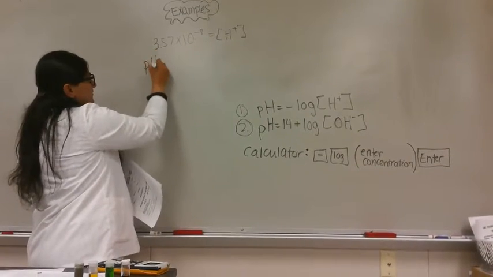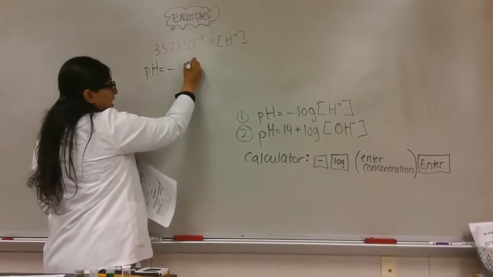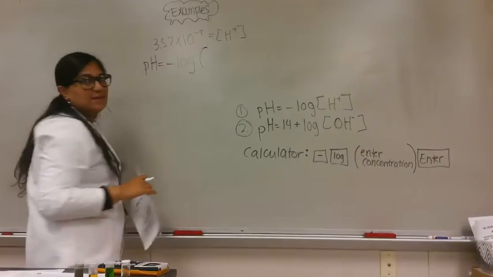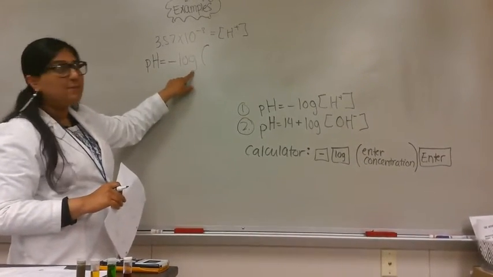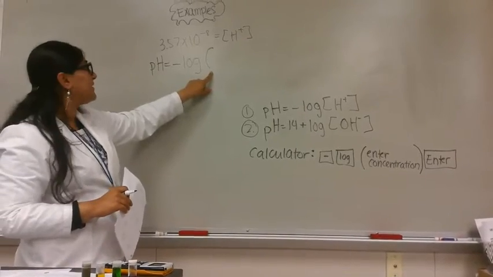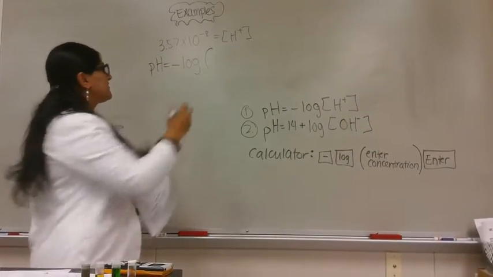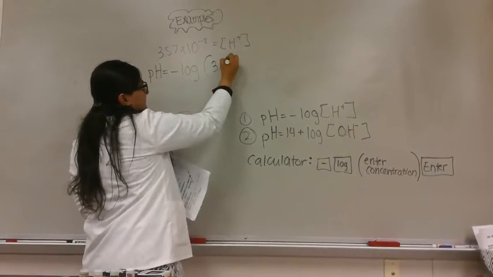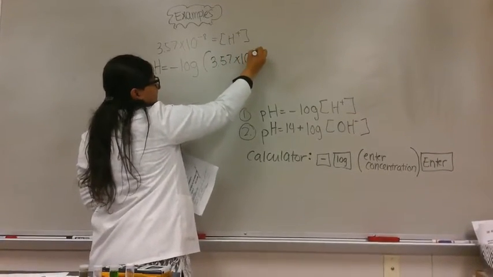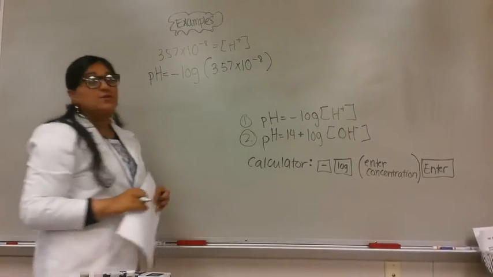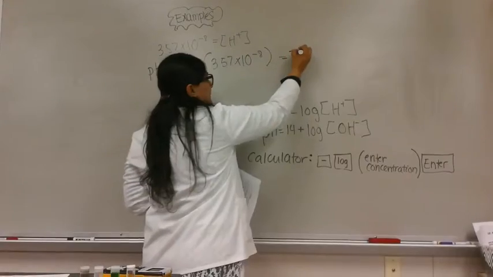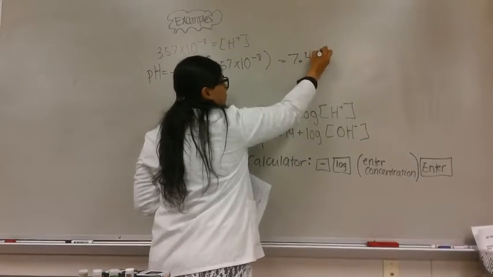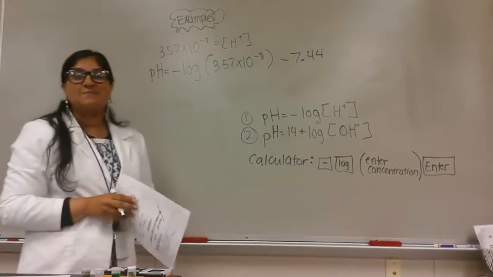So pH is equal to the negative log. And again, when you enter that in your calculator, you'll go to the negative sign, followed by the log button. Your parentheses magically appears. All I have to do is substitute this value in here. I'm going to close my parentheses, and once I hit enter, I will get the answer to be 7.44, and that is pH.